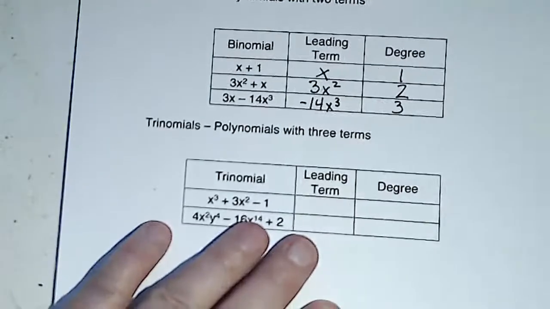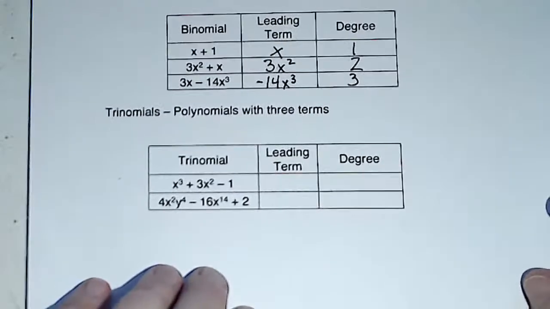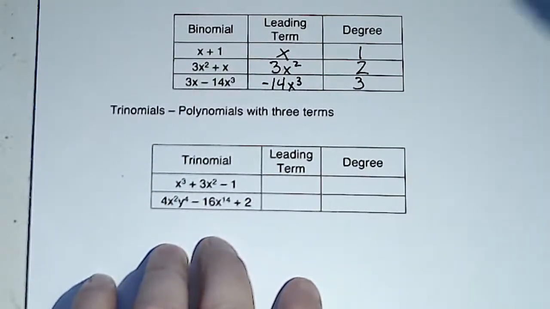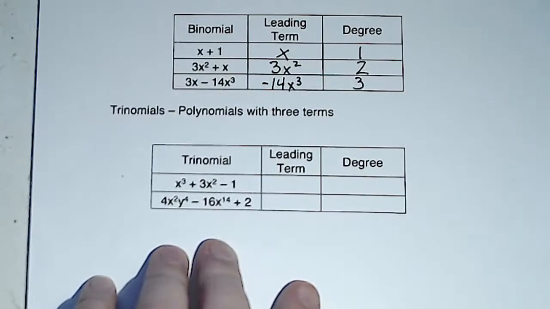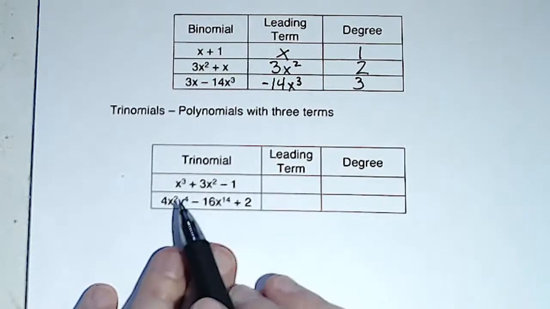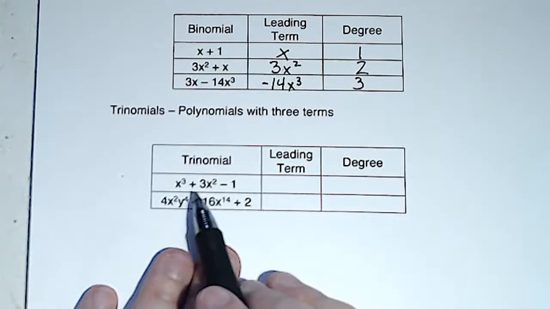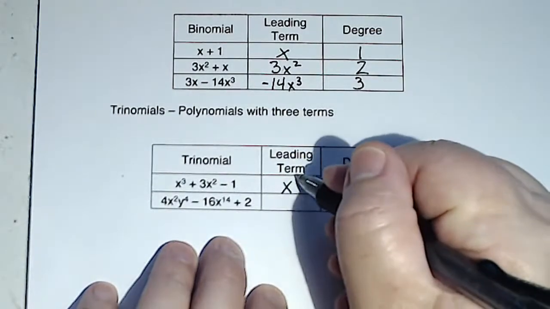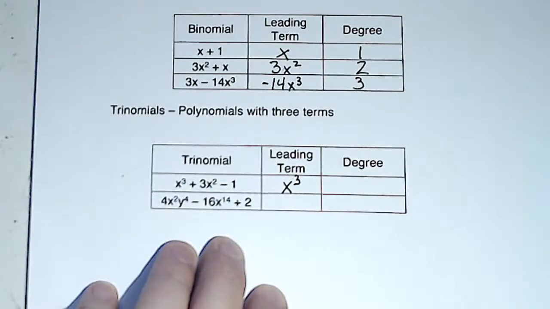Okay, next up, trinomials. You can see we could keep going for a long time. Generally speaking, we're just going to talk about monomials, binomials, and trinomials. These are polynomials with 3 terms. Here I've written x cubed plus 3x squared minus 1. Again, the leading term is the term with the highest degree, the highest exponent, but it doesn't necessarily have to be the first one.